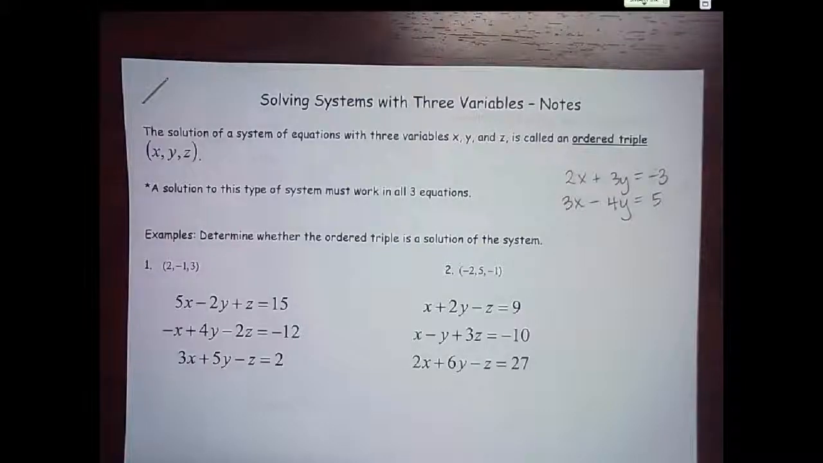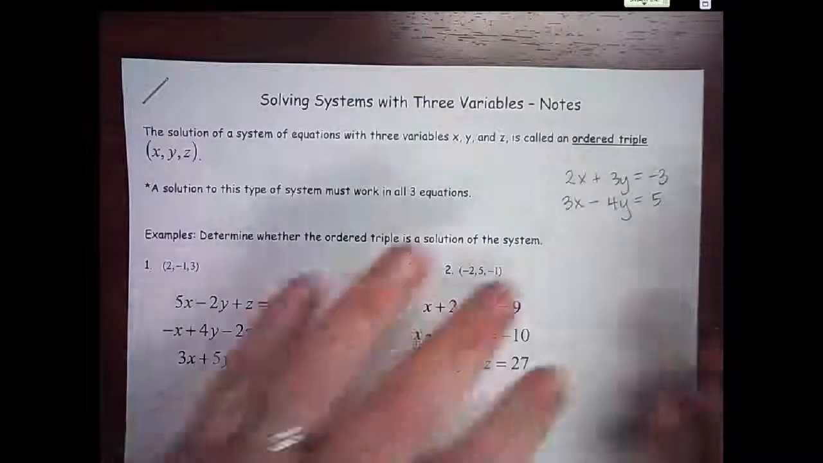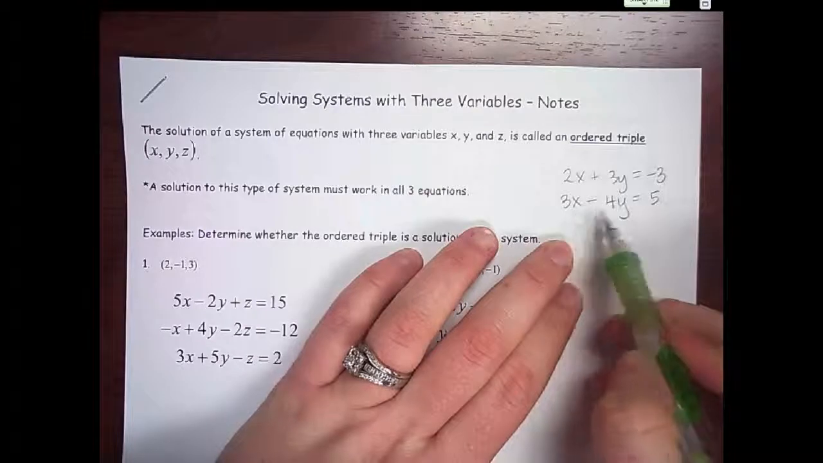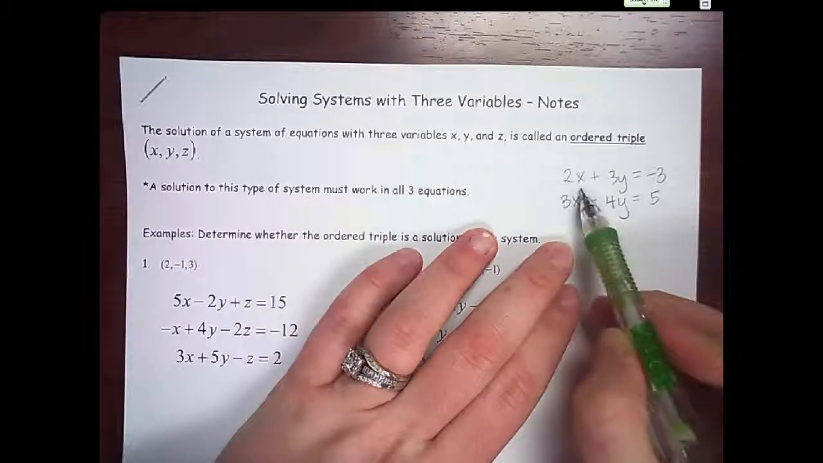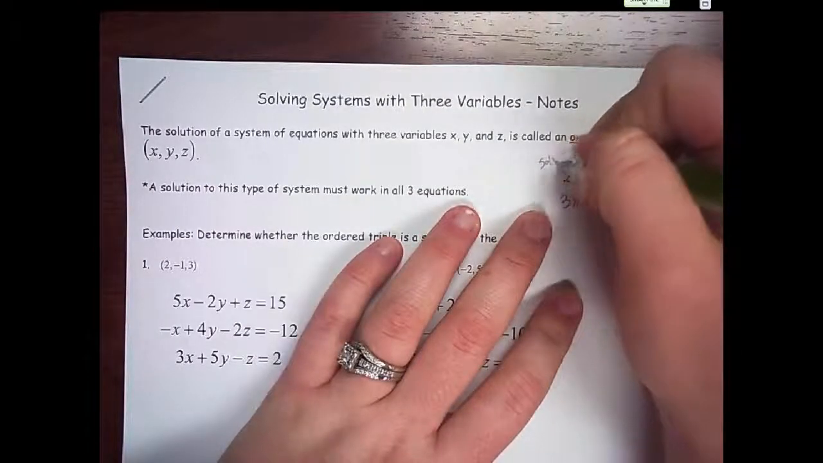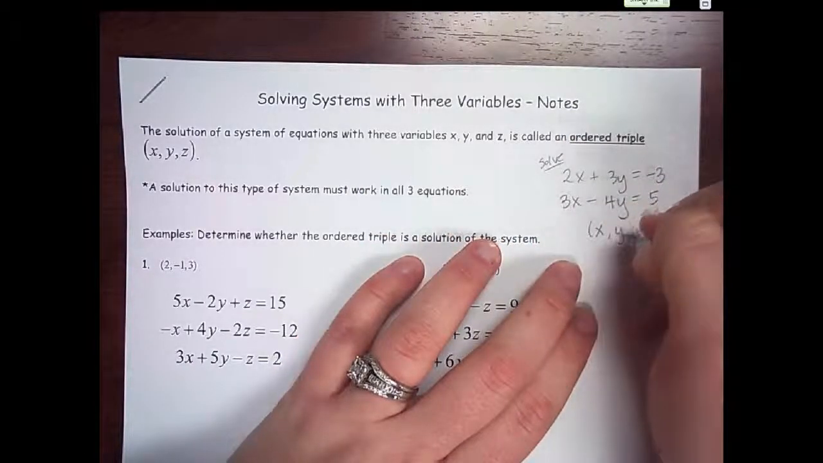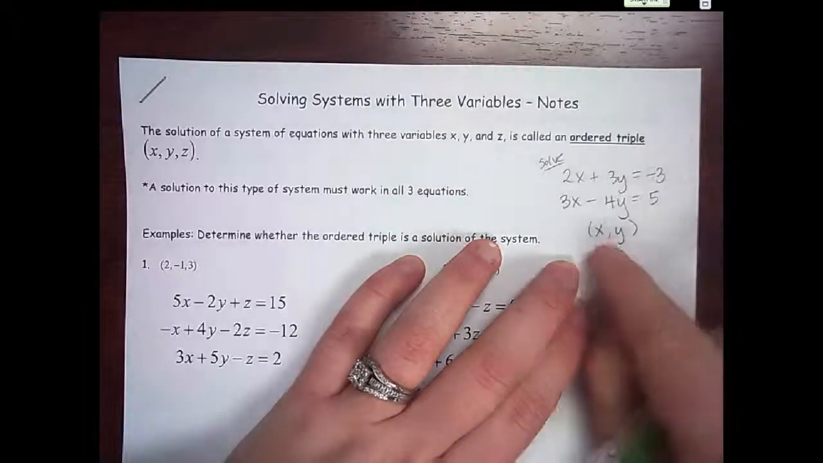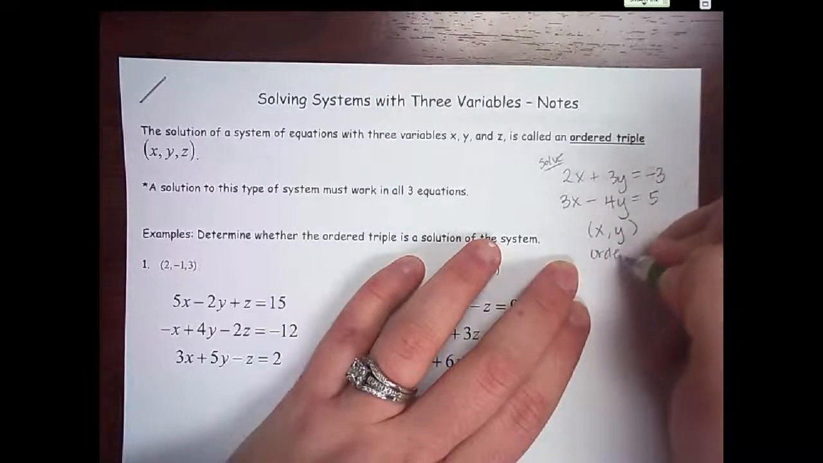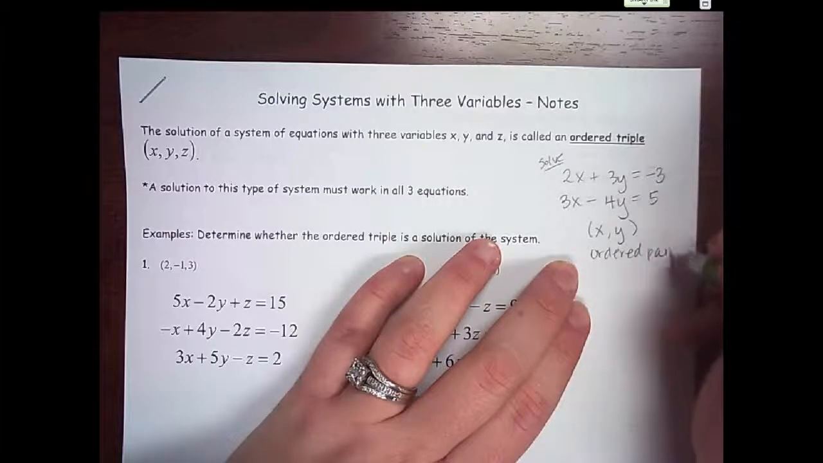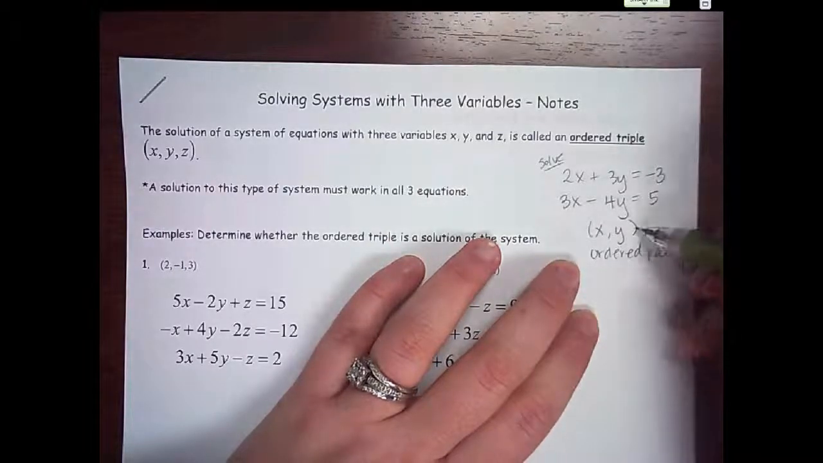Okay, we're going to solve systems with 3 variables. So first thing I want to do is look at a 2-variable system right here. I just made something up. When we solve this system, I'm going to get a solution for x, and I'm going to get a solution for y. So that's an ordered pair. I'm going to get one solution.